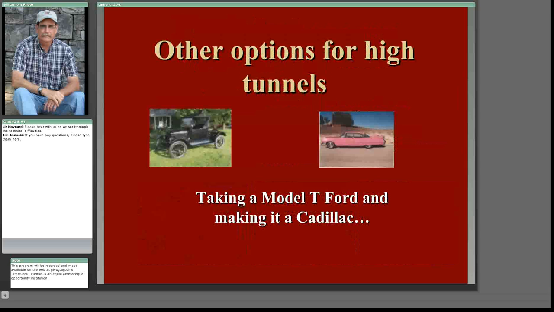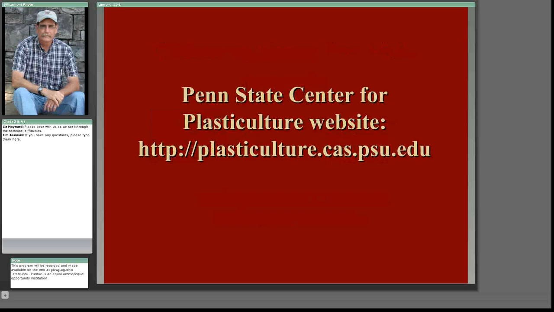Other options, you can take a high tunnel from a Model T to a pink Cadillac. You can put heat in it, automate it, but just remember the tax person that comes around will be looking for a non-permanent structure so you don't get taxed accordingly. So you want a non-permanent one. You make it too permanent, you could have a tax problem.